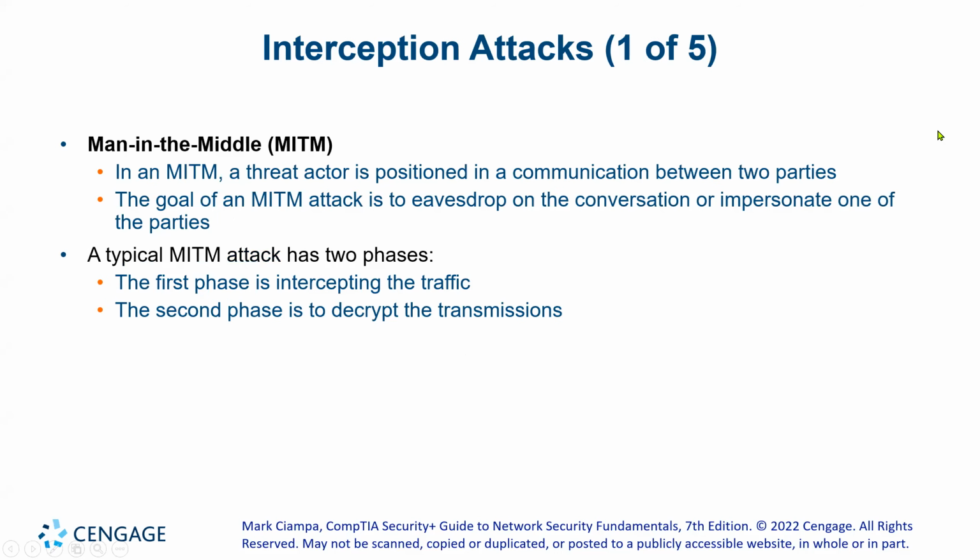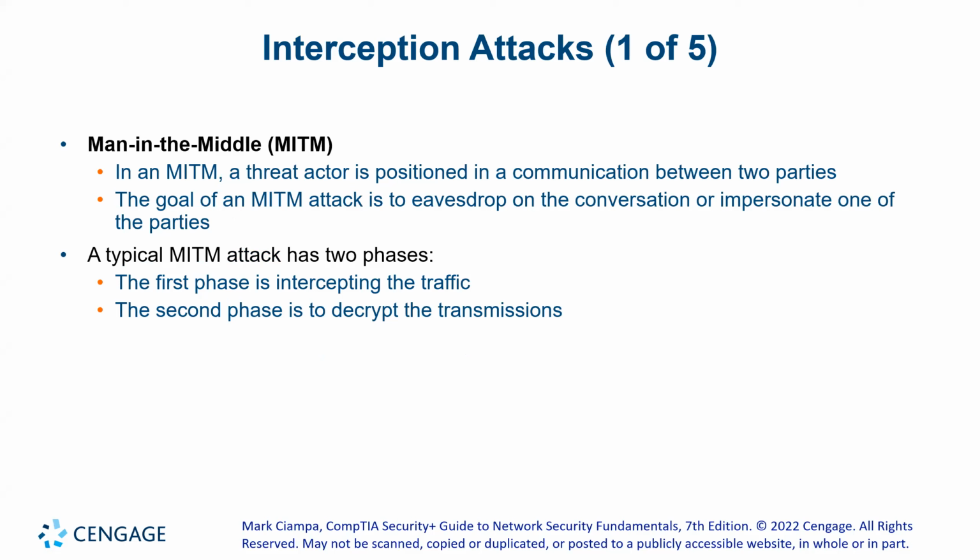Interception attacks. So what they're talking about there are the man in the middle, or MITM. That's when your threat actor is positioned in a communication between two parties. The goal is to eavesdrop on the conversation or impersonate one of the two parties. So a typical MITM attack has two phases. The first is intercepting their traffic, and the second phase is decrypting your transmission.